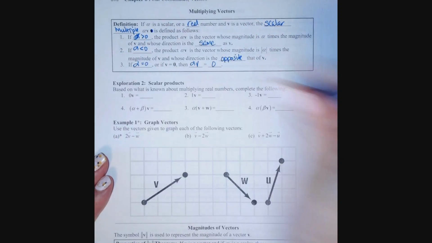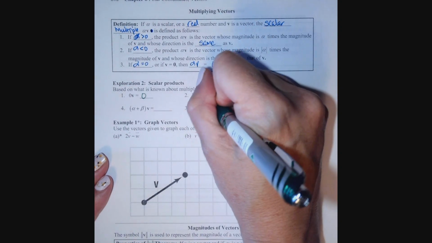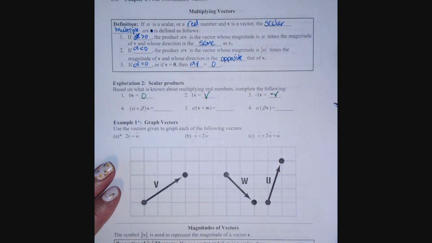Okay, anything times 0, so this is practice. Anything times 0 is 0. Anything times 1 is itself. Anything times -1 for a vector changes the direction. Remember that. So if I went up and to the right, now I would go down and to the left.